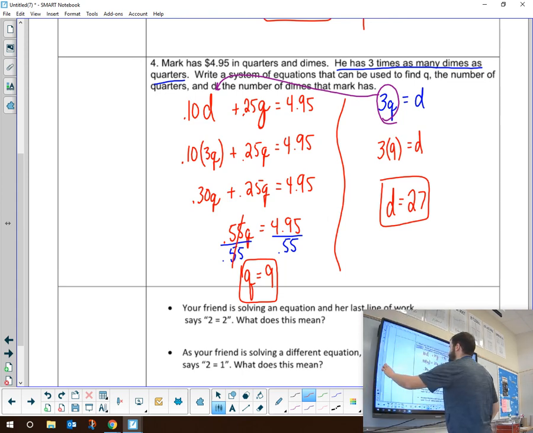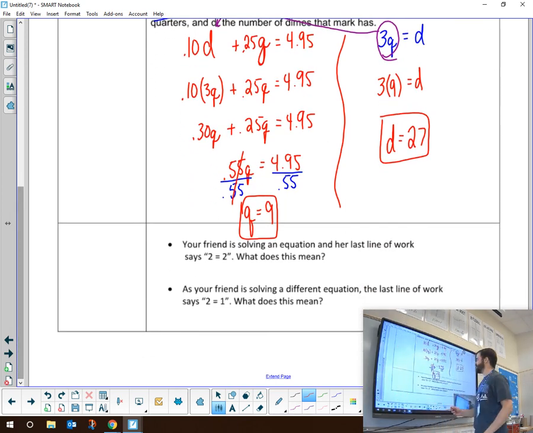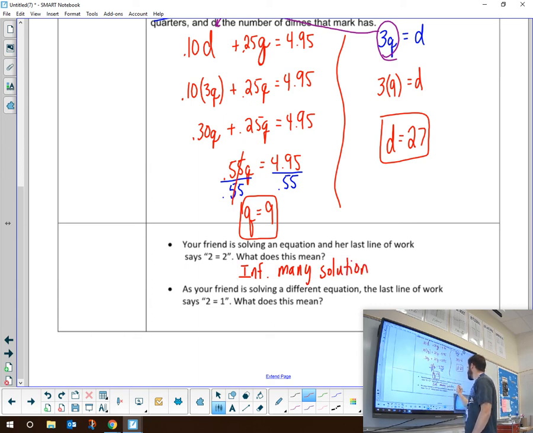Last little bit, let's take a look at these last 2 statements. Your friend is solving an equation and her last line of work says 2 equals 2. What does this mean? It means that her equation has infinitely many solutions. What if your friend is solving a different equation and the line of work is 2 equals 1? Well, this one is not true. What does this mean? It means that your friend found an equation that has no solution.